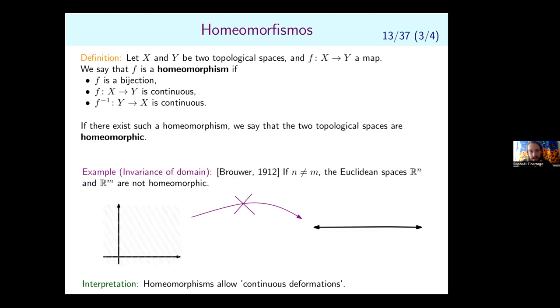Last example is this very beautiful theorem of Brouwer that says that the Euclidean spaces Rn and Rm are homeomorphic if and only if the dimensions agree, if and only if n equals m. So in particular, the plane here is not homeomorphic to the real line. Okay.